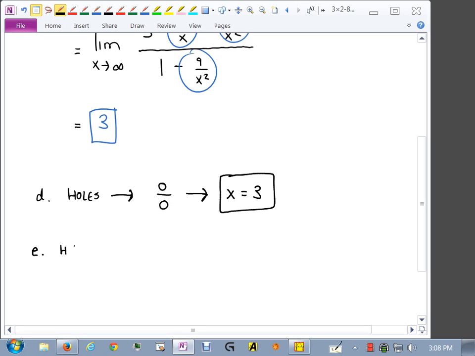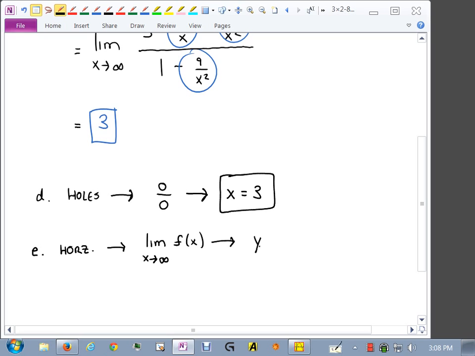Oh, I'm not asking for verticals, am I? I didn't ask for verticals. Let's do that after this. We'll just make sure we got it down here. The horizontal asymptote, what's the horizontal asymptote? That's what you get when you take the limit as x goes to infinity of your function. And we already did that, didn't we? That was part C. And what did we get?